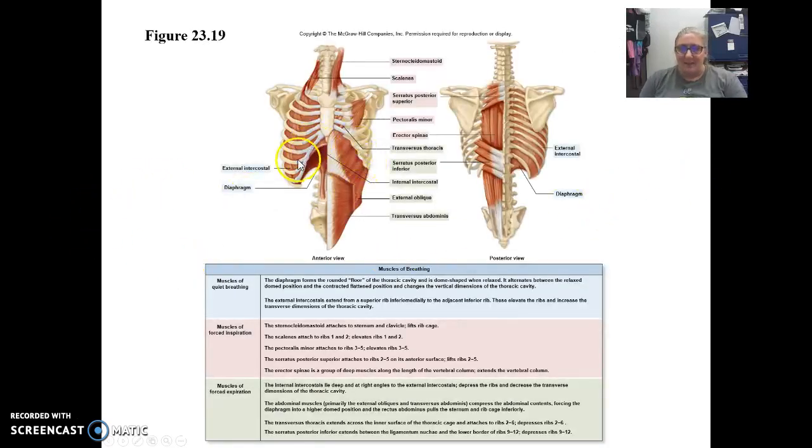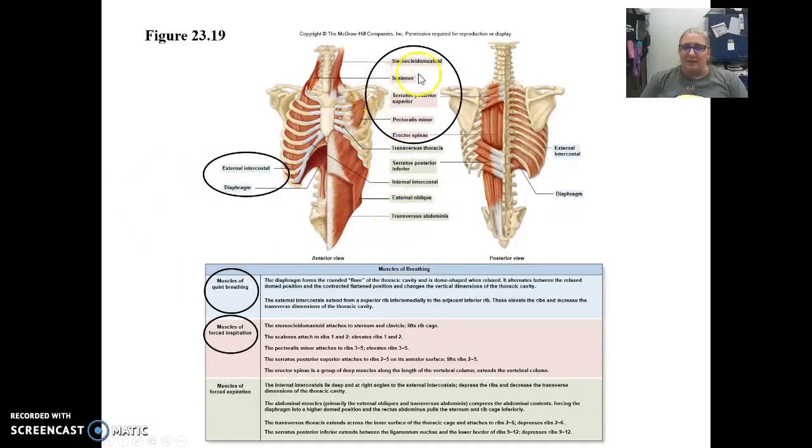The diaphragm is our inspiratory muscle. So the diaphragm functions in inspiration, for quiet inspiration. External intercostals are going to help the diaphragm. So they are synergistic muscles that help the diaphragm with inspiration. They help to increase the size of that thoracic cavity. The increased size allows the lungs to be able to inflate.